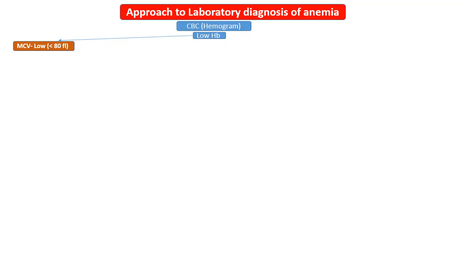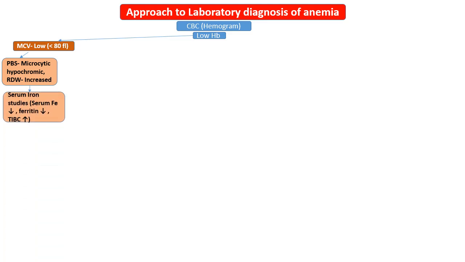There are various scenarios about the values of mean corpuscular volume. If the mean corpuscular volume is low, that is less than 80 femtoliter, the next test which you should see is peripheral blood smear. On the peripheral blood smear, if the picture is microcytic hypochromic, check the RDW, that is red cell distribution width. If the red cell distribution width is increased, the possibility is patient is having iron deficiency anemia. For that, you have to advise the next test, that is serum iron studies.